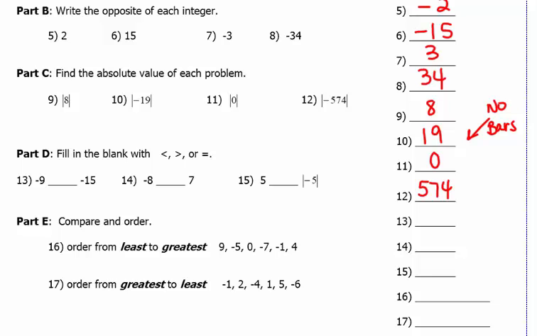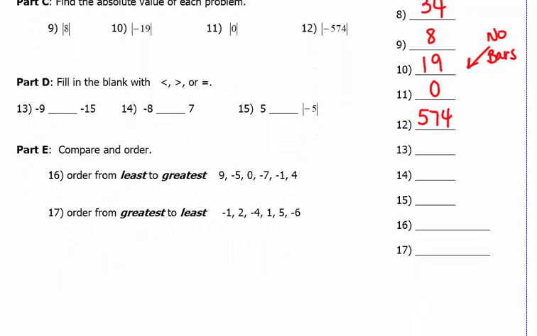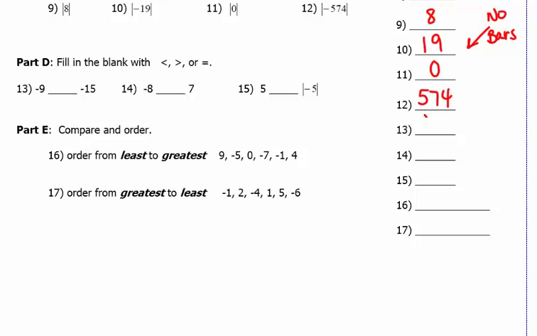Part D, fill in the blank with the symbol that makes it true. So number 13, negative 9 is greater than negative 15 because it's closer to 0. Number 14, negative 8 is less than 7. And number 15, the absolute value of negative 5 is 5, so those are equal.